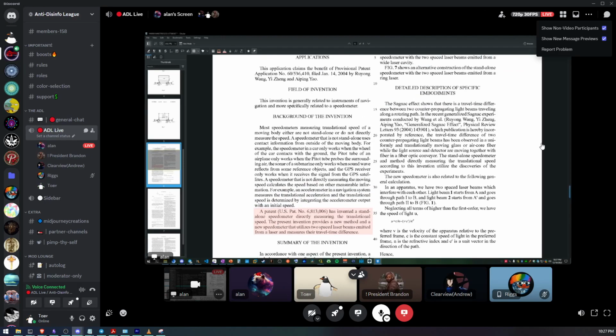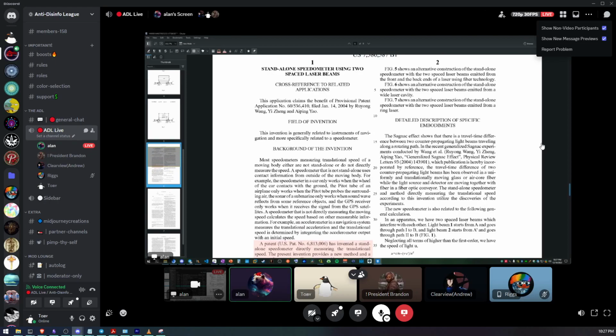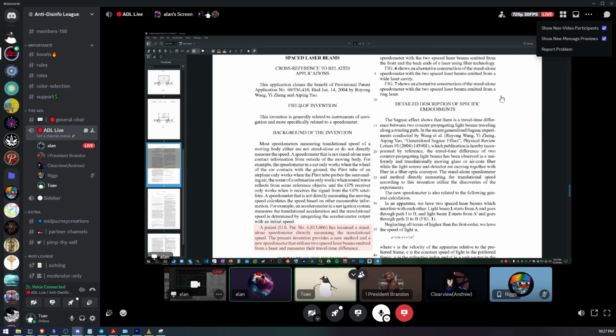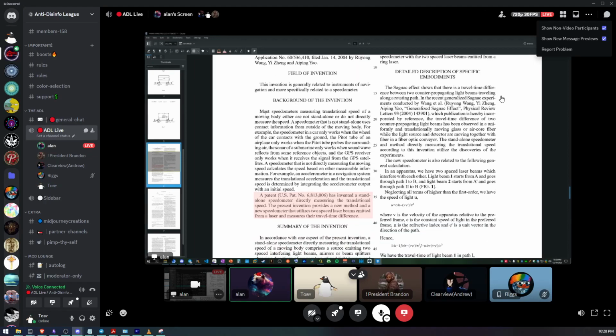Oh my god, dude. Okay, so check this out. Let's just read through this. So, the standalone speedometer using the two-space laser beam cross-reference to related applications. This application claims the benefit of the provisional patent. Okay, but field of invention. This invention is generally related to instruments of navigation and more specifically related to a speedometer. Background of the invention. Most speedometers measuring translational speed of a moving body either are not standalone or do not directly measure the speed.